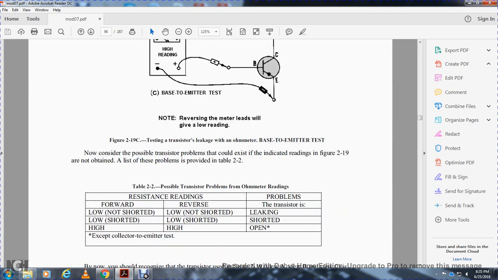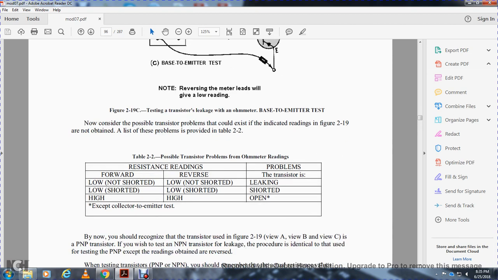Now you can consider the possible transistor problems that could exist, indicated by the readings in figure 2-19, and obtain the list of problems provided in table 2-2. If the resistance readings forward and reverse are low, not shorted, the transistor is leaking. If low and shorted in both forward and reverse, the problem is shorted. If the resistances are high in forward and reverse, then the problem is open.